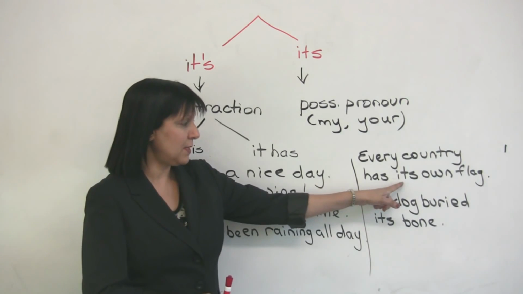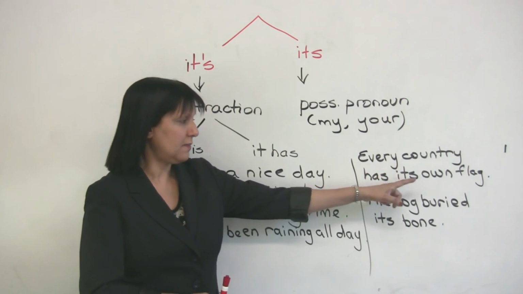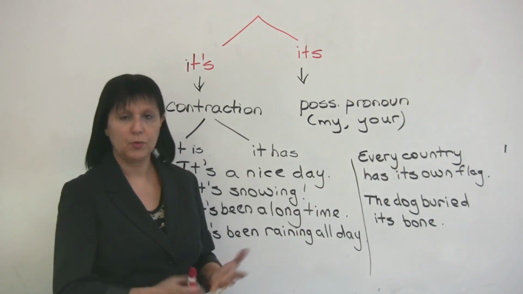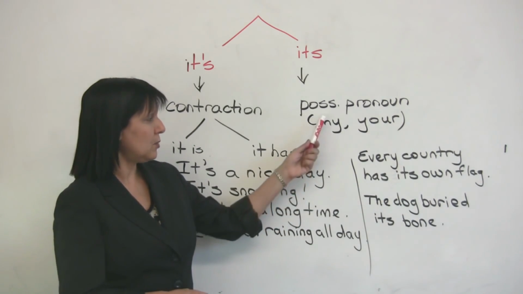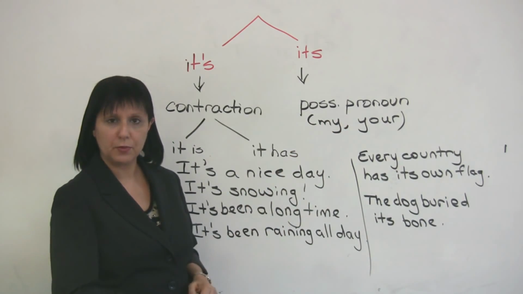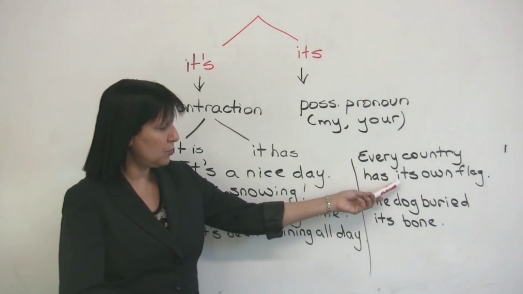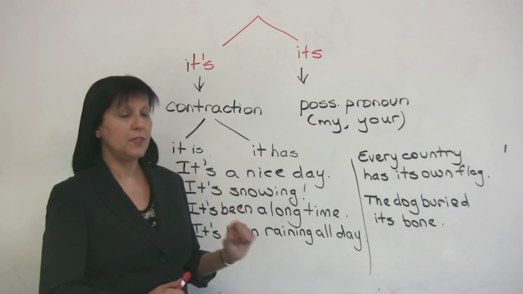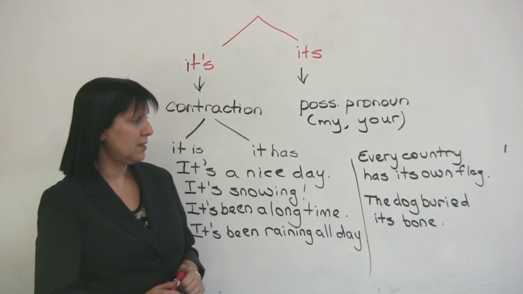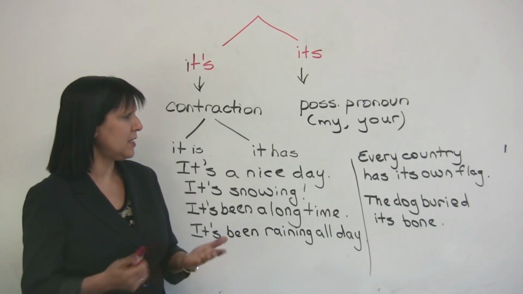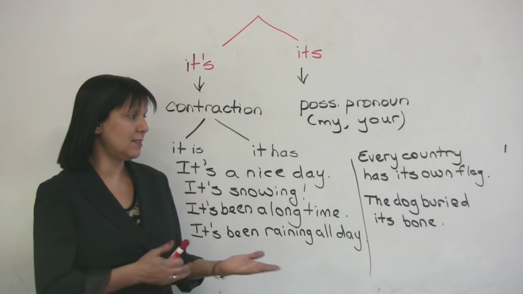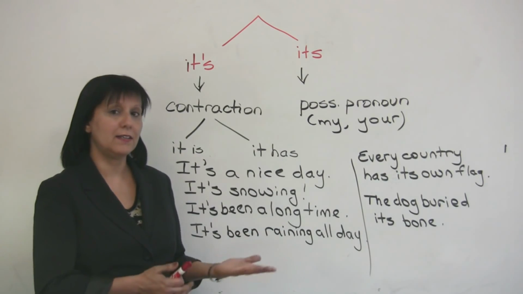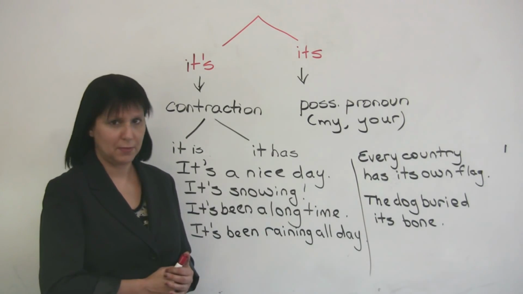Now this it means that the country, the flag belongs to the country, which has no gender. And so it's a possessive use of the word, right? So you use it with no apostrophe. Because if we use the apostrophe, then it would be something like every country has it is own flag or it has own flag. And that wouldn't be right.